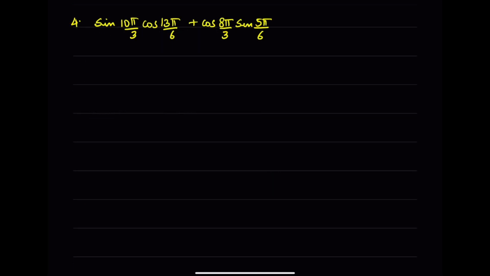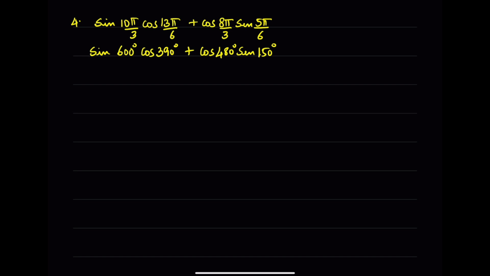Let's find the value of the fourth question now. Let's change this to degrees. So this would be sine of 10 times 60, so sine 600, and this would be cos of 13 times 30, so 390 degrees, plus cos of 8 times 60 degrees, so 480 degrees, and the last part would be sine of 5 times 30, so this would be 150 degrees.